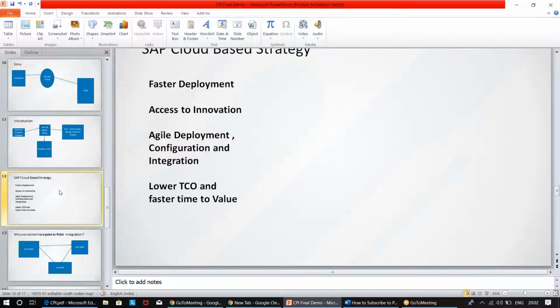After that, we talked about the different SAP cloud strategies, and why CPI is strategic to SAP. There are four important pillars we discussed: faster deployment, access to innovation, deployment configuration and integration, and lastly lower total cost of ownership and faster time to value. These were the important pillars we talked about in yesterday's session.